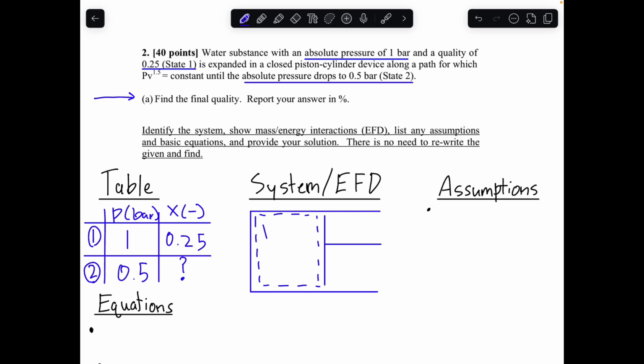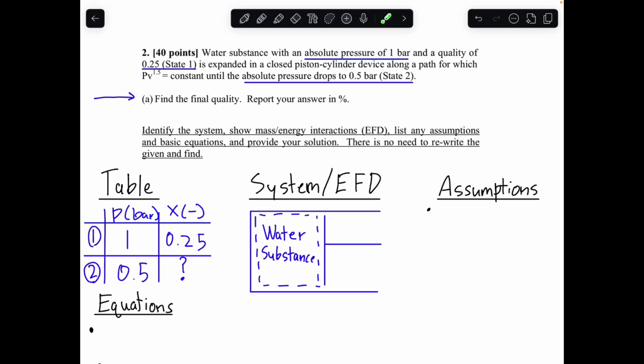And the system that we want to focus on in this case is going to be the water substance that is inside of that piston cylinder device. So now we need to identify for this water substance that we're treating as our system, how is it going to interact with the surroundings, which is the piston cylinder device. And so we need to think about work and we need to think about heat transfer.